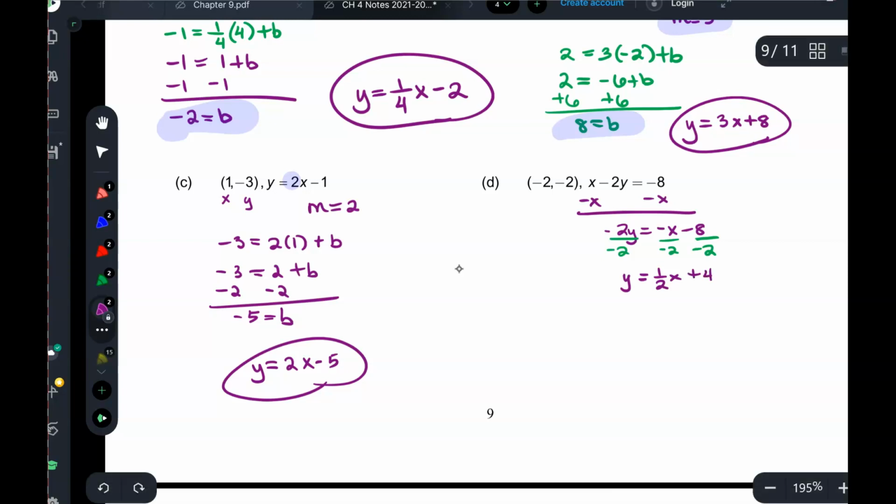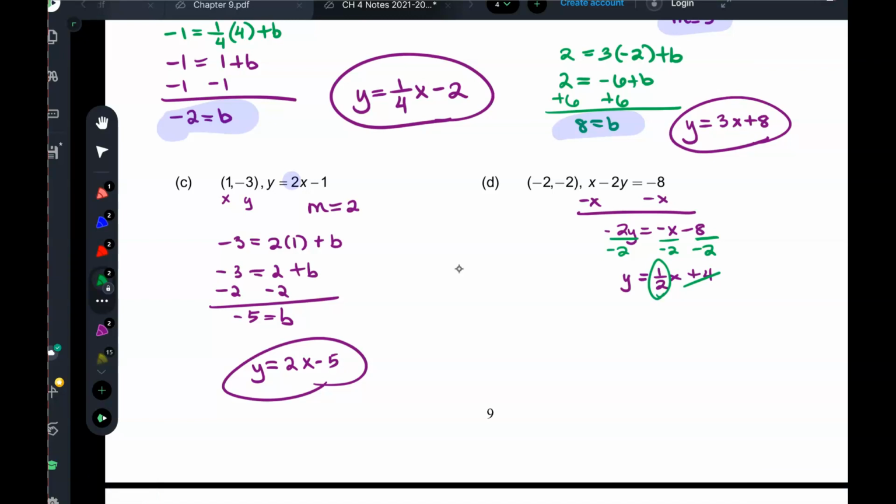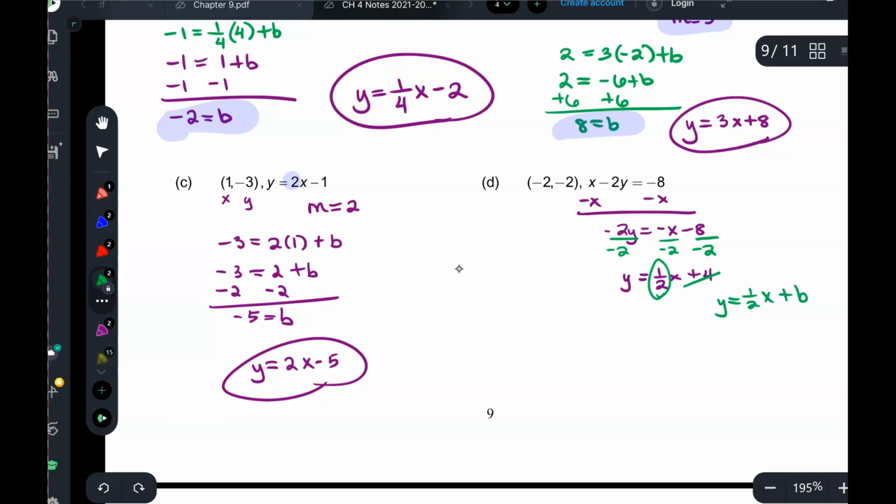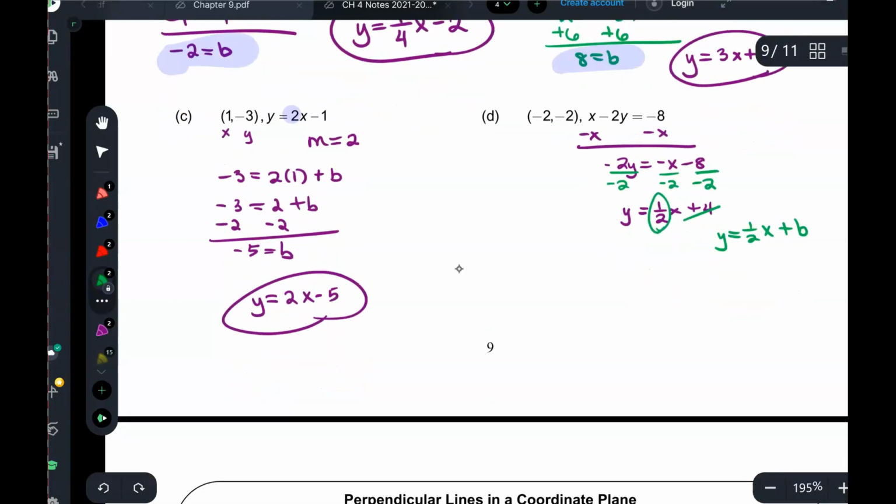Now that +4 is irrelevant. I want you to always remember, I don't really care about that y-intercept. I just care about the slope of that line. So I know my answer is going to be 1/2 x plus b. All of these look the same except for the y-intercept. How do we find that y-intercept again? We go back to the point that we were given, which was -2, -2. So I'm going to plug in -2 equals 1/2 times -2 plus b.